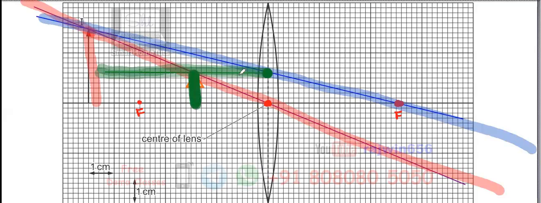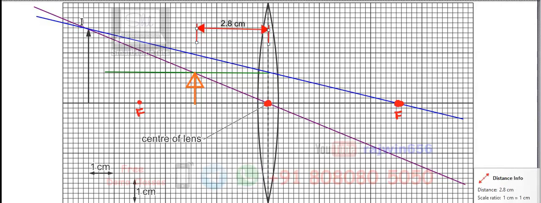Now we are supposed to measure this distance, object distance, and we are supposed to write it down. The object distance is 2.8 centimeters. This is the final ray diagram.